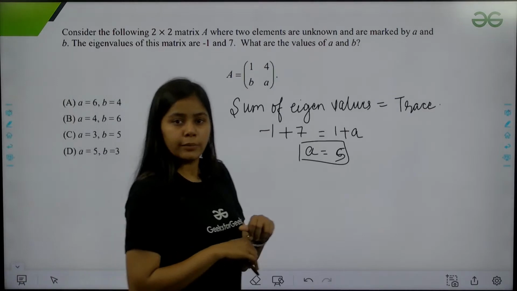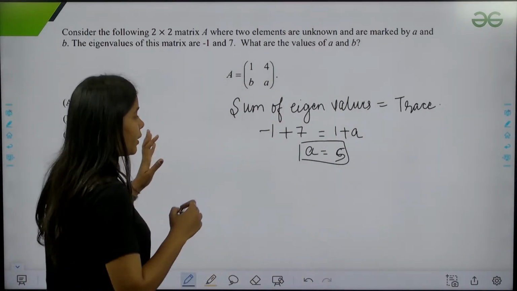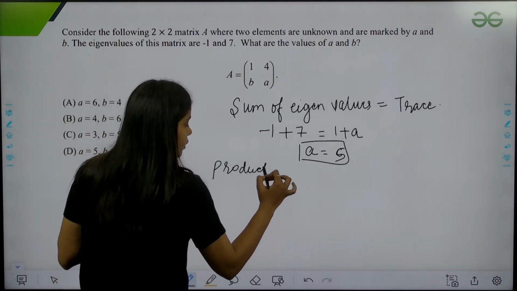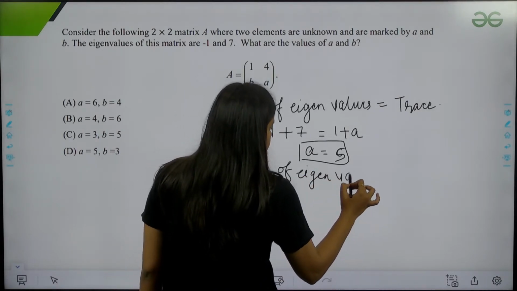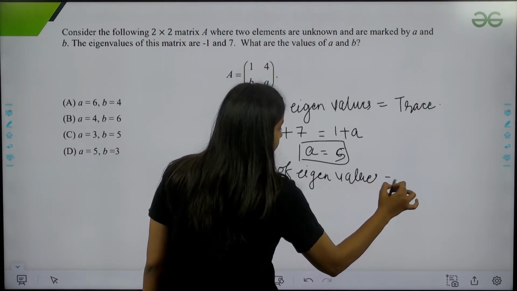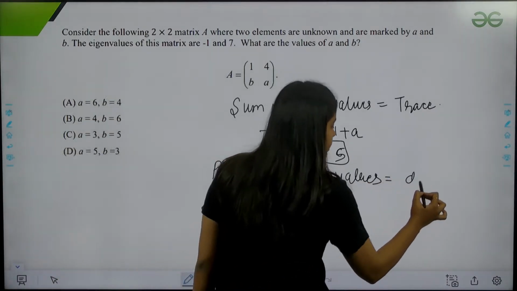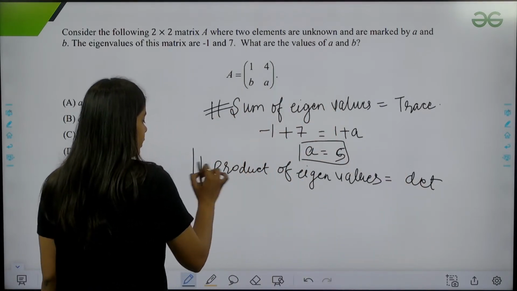Now how would you find B, right? We have another property which says that the product of eigenvalues is equal to the determinant of the matrix, right? These two properties are very important. Just remember these two properties.